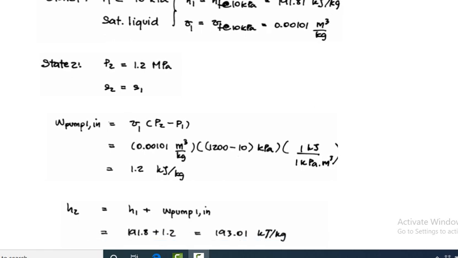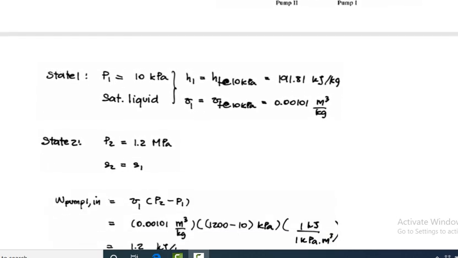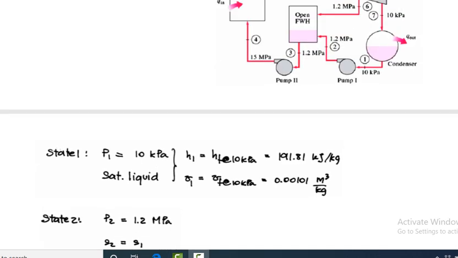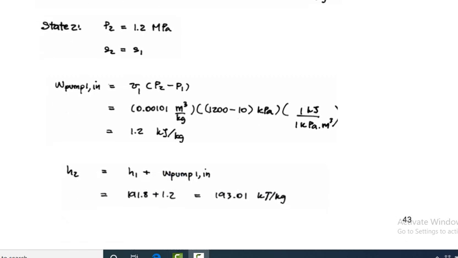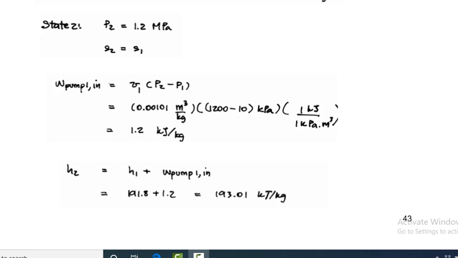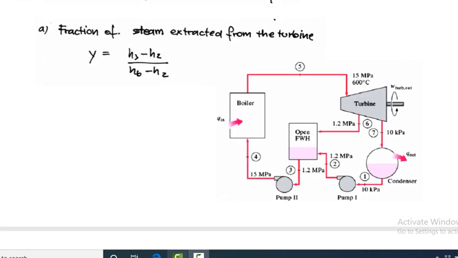The pump work means you have to take the specific volume times (p2 minus p1). In this case the pump work is specific volume times (p2 minus p1). This is the section you have to concentrate on: the condenser inlet and pump outlet of pump 1. You have to put in the values and you will get the pump work of 1.2 kilojoule per kg. Okay, then we get the pump work W pump 1.